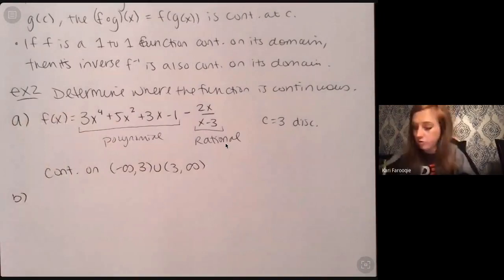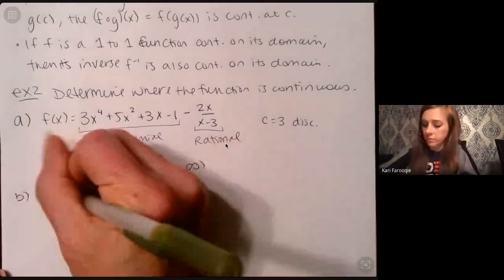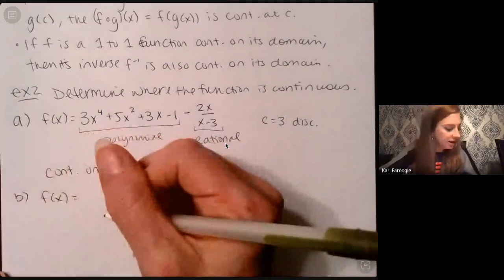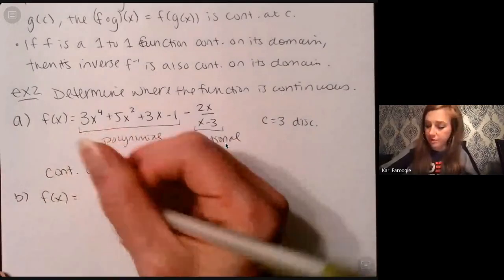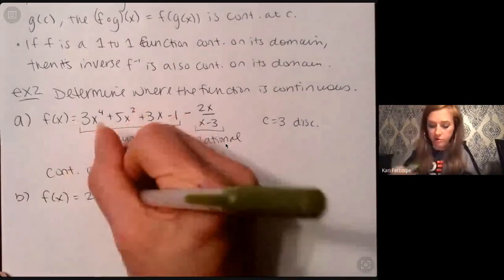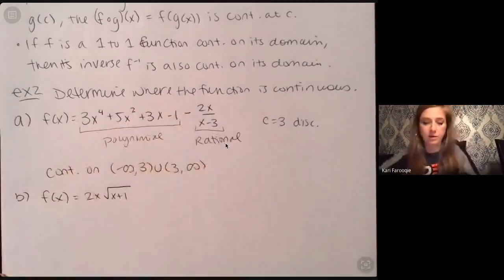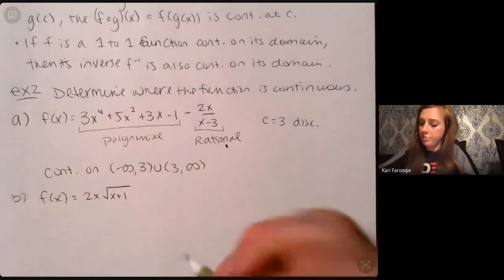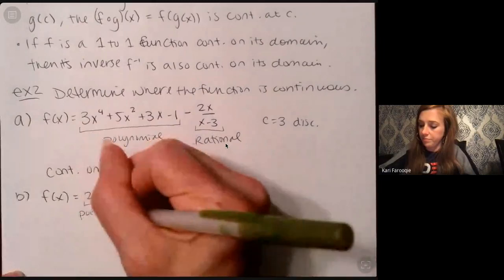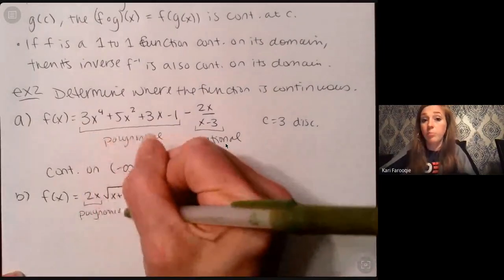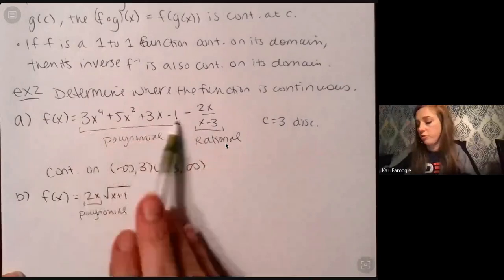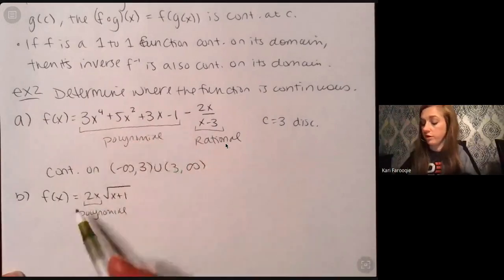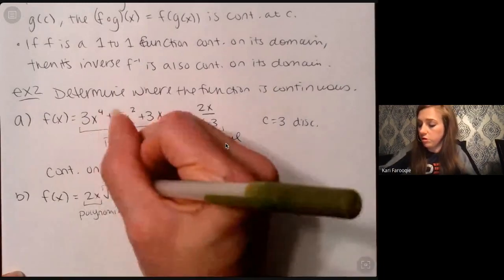All right, so we found the interval in which this function was continuous for A. For B, f of x equals 2x times the square root of x plus 1. Okay, the polynomial is right here. And by the way, I didn't mention for A, this was just the sum or difference of two different types of functions, whereas for B, we just have the product of two different types of functions. So we have a polynomial and a radical.